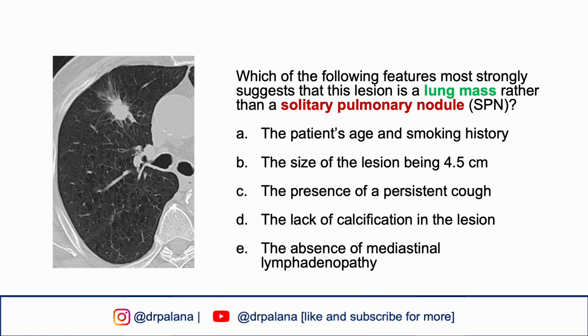While the patient's age and smoking history, the presence of a persistent cough, and the lack of calcification in the lesion may be relevant to the overall assessment and risk of malignancy, they do not differentiate between a solitary pulmonary nodule and a lung mass. The absence of mediastinal lymphadenopathy might be relevant in staging if the lesion is malignant, but it does not distinguish between a solitary pulmonary nodule and a lung mass.